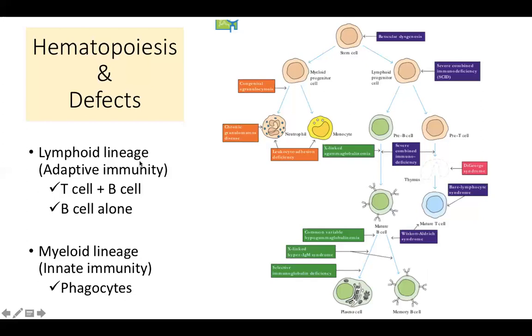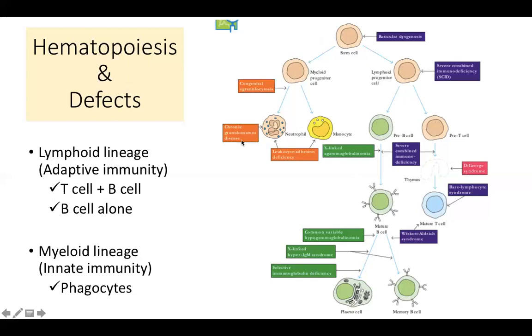So lymphoid lineage affects the adaptive immunity. It could affect both T and B cells, or B cells alone. Just remember that if B cells are affected, it is alone. But if T cells are affected, it will drag both down. It sinks itself and takes the other along too. So T cell plus B cell, that is combined immunodeficiency.